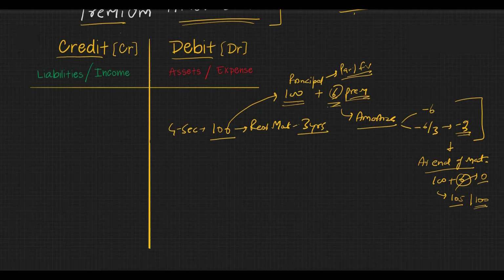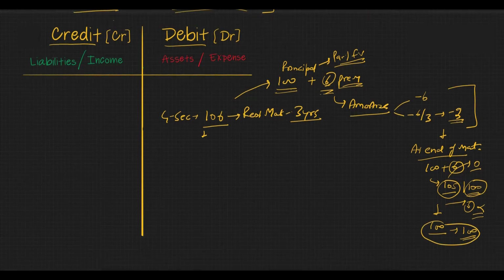So the book value was 105 and we received 100, which means we had a loss of 5. This should not happen. So by the end of the maturity, it should get reduced to 100 so that when we receive a cash of 100 as a principal, there should be no loss happening. Alright, let's say the bank decided to amortize the premium equally across the years.